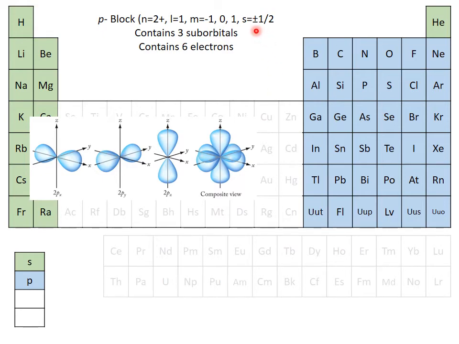Each of those suborbitals can hold 2 electrons according to the spin number, so the p orbital in total can hold 6 electrons. You can see we've got 6 columns here.